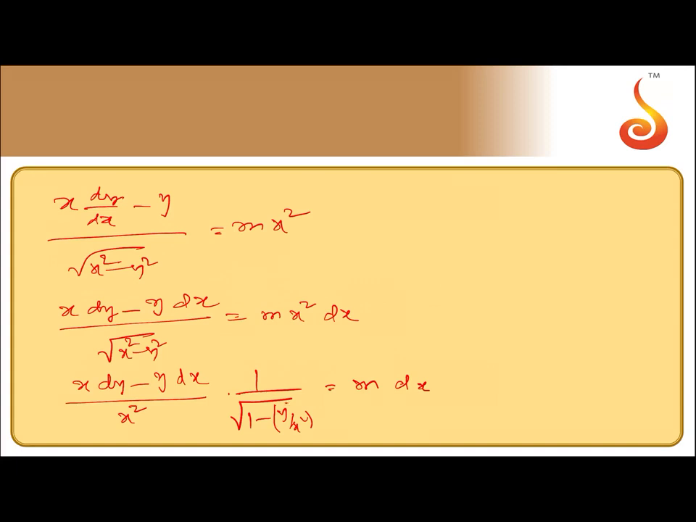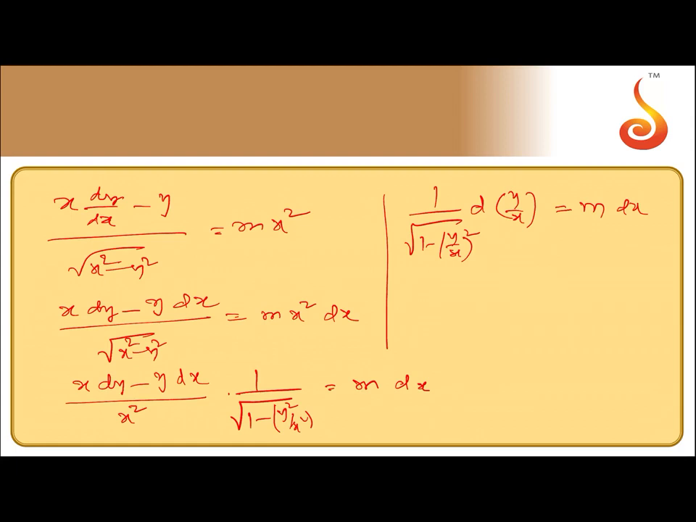Root of 1 minus (y by x) whole square. Y square by x square is nothing but d of y by x, a differential. Therefore, now I can rewrite this as 1 divided by root of 1 minus (y by x) whole square, which is nothing but the form of 1 by root of 1 minus (y by x) square into the differential of y by x. Of course, (x dy minus y dx) by x square is equal to, I think, nothing but m dx.